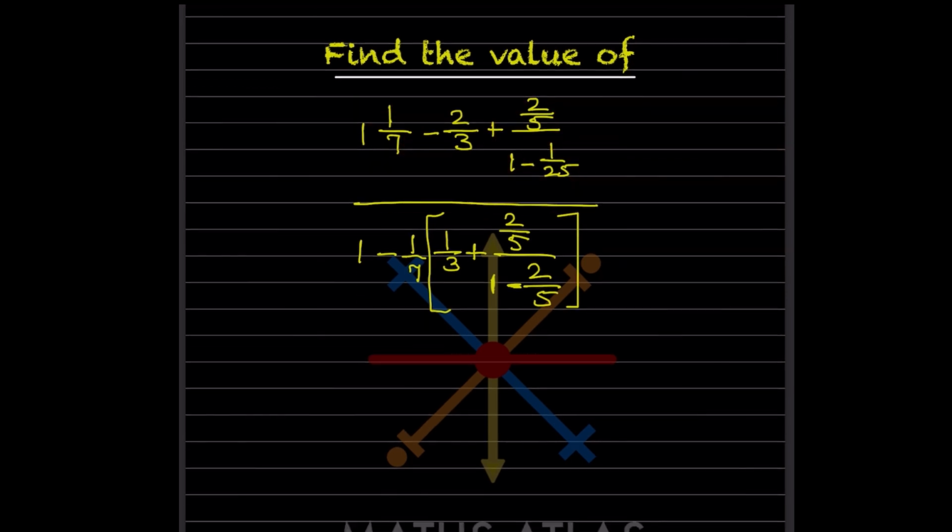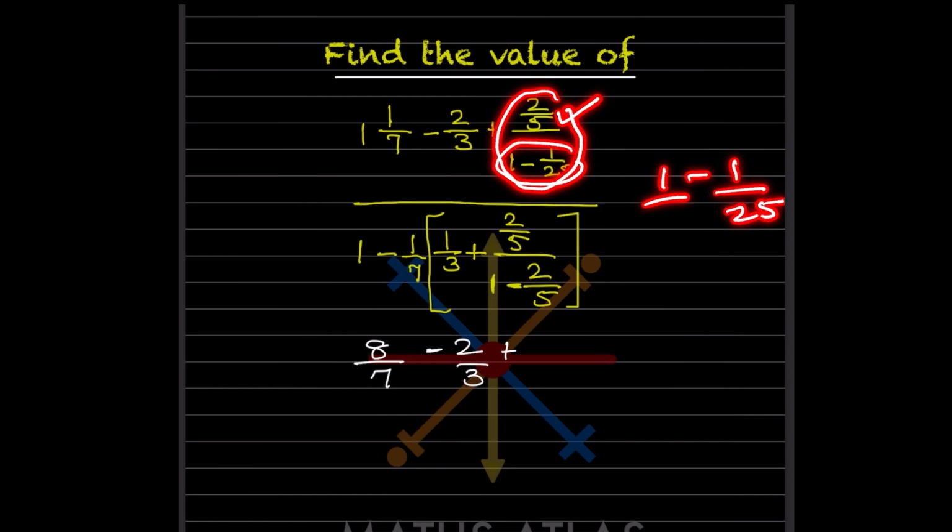First, this mixed fraction we will make it improper in the numerator. So one integer 1 by 7 is going to be 7 ones are 7 plus 1, that is going to be 8 by 7, minus 2 by 3 as it is. For this part, now let us solve this part first. The numerator we will keep as it is, but the denominator is 1 minus 1 by 25. So the LCM is 25.